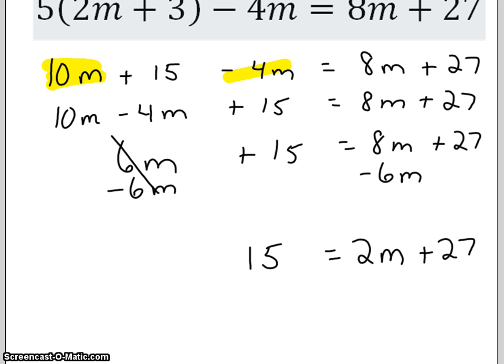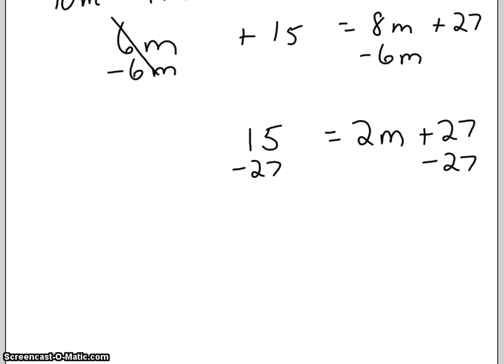Okay, so that means we're getting the variable on the right side, which means we don't want any constants, any numbers on the right side. So let's subtract the 27. 27 minus 27 is 0. But we have to go over here and subtract the 27 as well. Now the 27's cancel on the right side, and we have 2m equals, and we have to figure out what 15 minus 27 is. Well, that's like doing 27 minus 15, but the answer is going to be negative. So that's negative 12.